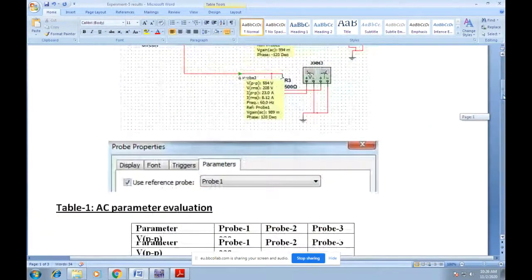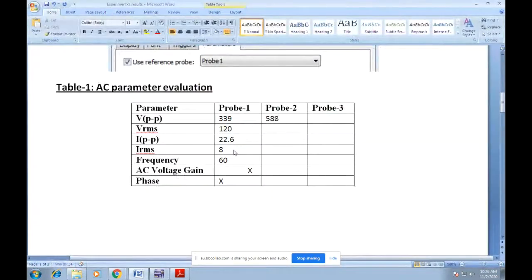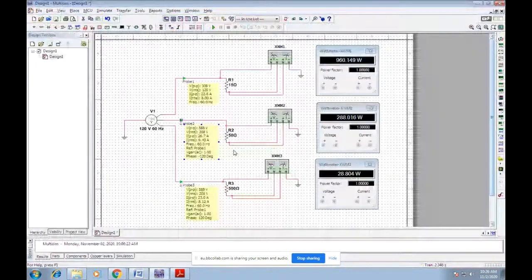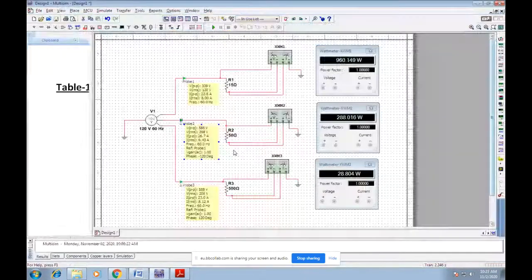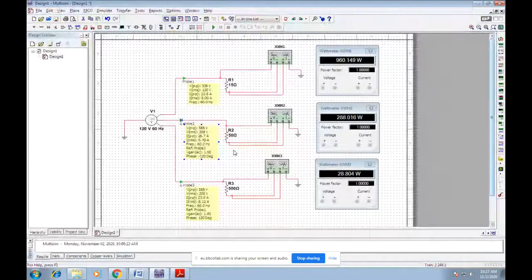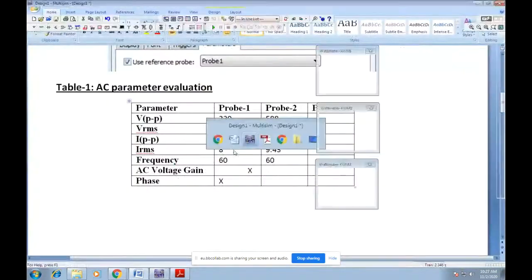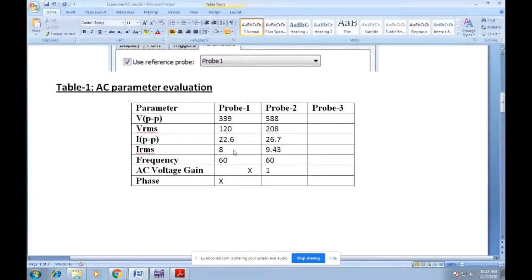Let me zoom it for you. Then for probe 2, what is the peak to peak value? 588 volts. What is the RMS? 208. What is the peak-to-peak current? 26.7. What is the RMS current? 9.43. What is the frequency? 60. Reference probe is 1. AC voltage gain is 1. Phase is minus 120.